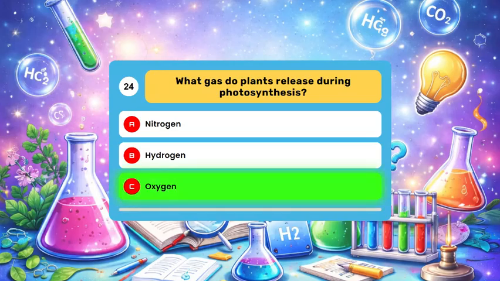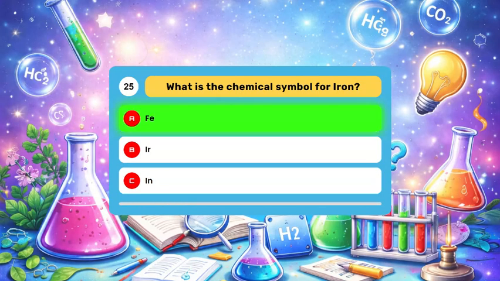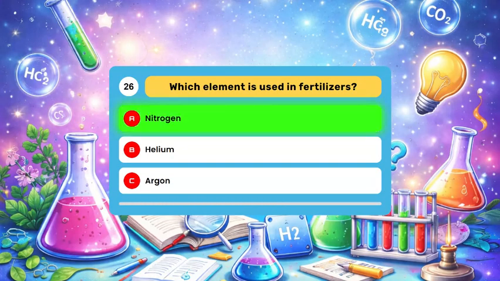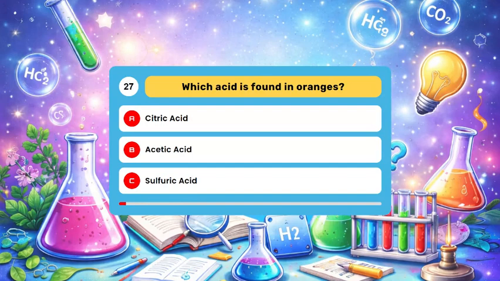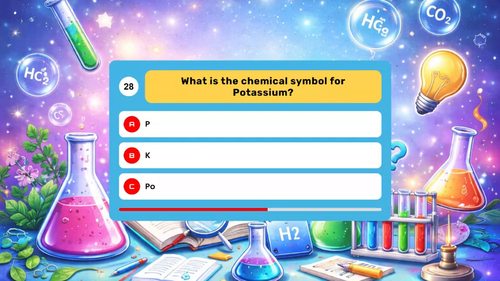Oxygen. What is the chemical symbol for iron? Fe. Which element is used in fertilizers? Nitrogen. Which acid is found in oranges? Citric acid. What is the chemical symbol for potassium?